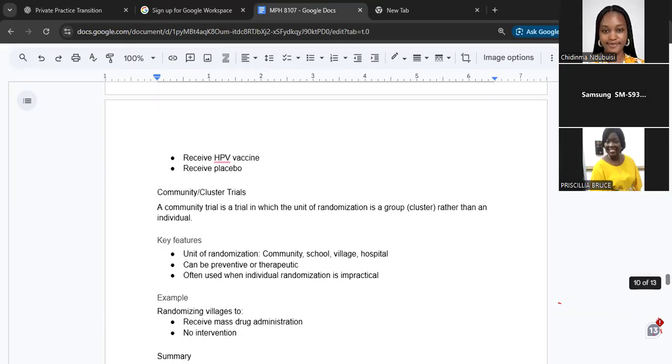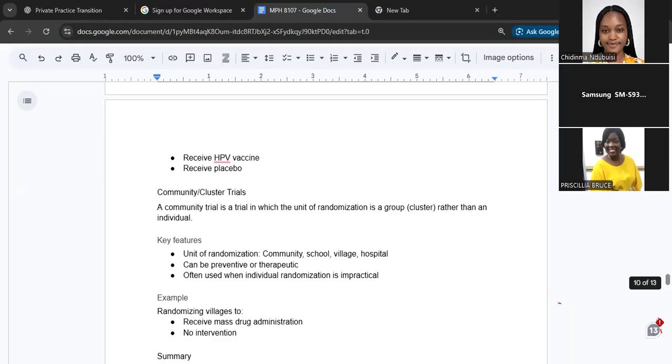Then we have cluster trials. Cluster trials means this time the basis of our randomization is groups. So I can say this community will receive the intervention and this other community will not. Or this school will receive, this school will not. This country will receive, this country will not. So it's the cluster that is the basis of our randomization. Remember, for the other randomization I talked about, it's persons that you randomize. You say this person will get the drug, the other person will not get it.